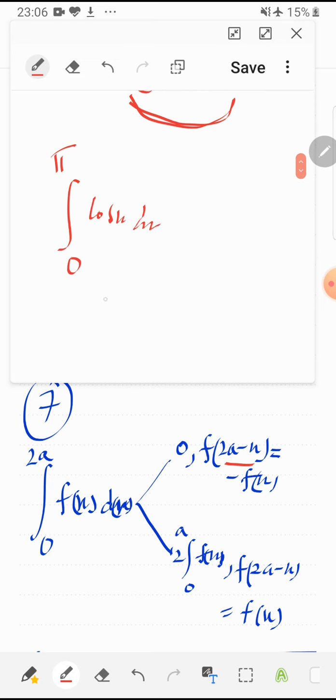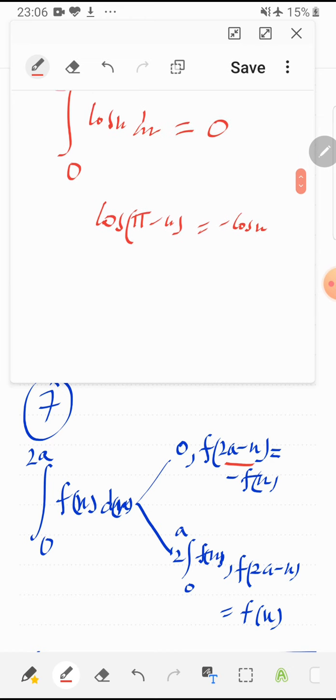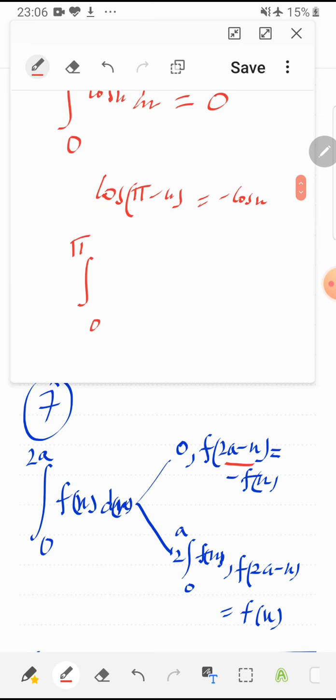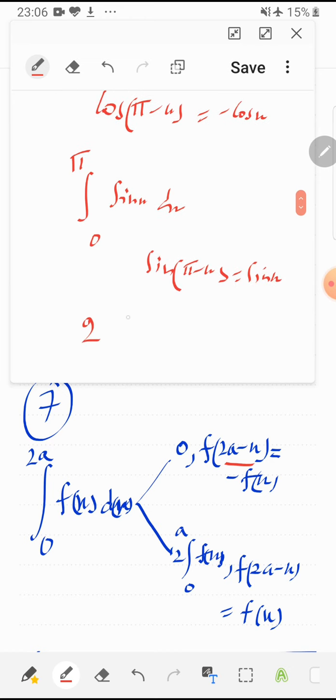cos x dx, now cos of pi minus x is minus cos x, so the result is 0, because this is behaving like 2a. And if I have integral 0 to pi sin x, now sine of pi minus x is sin x, so this is not negative, so it will become 2 times integral 0 to pi by 2 sine of x dx. So this is the property.